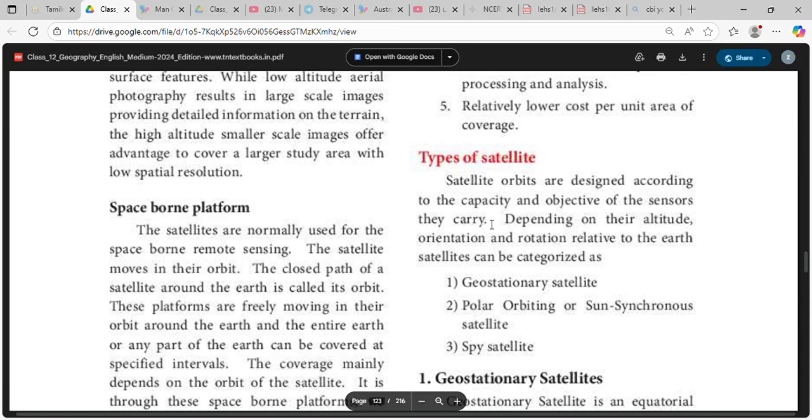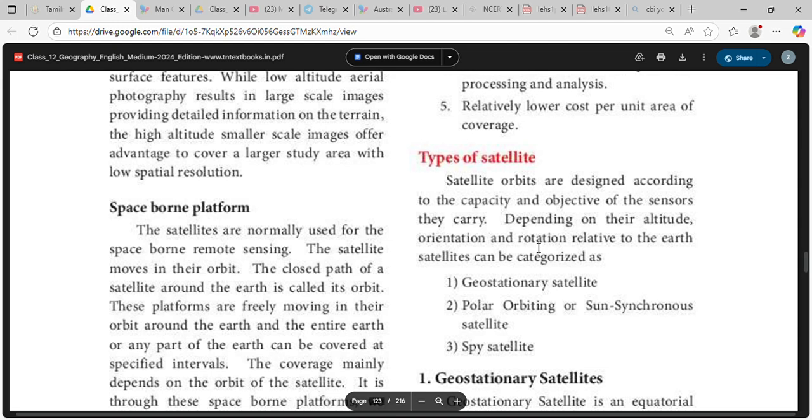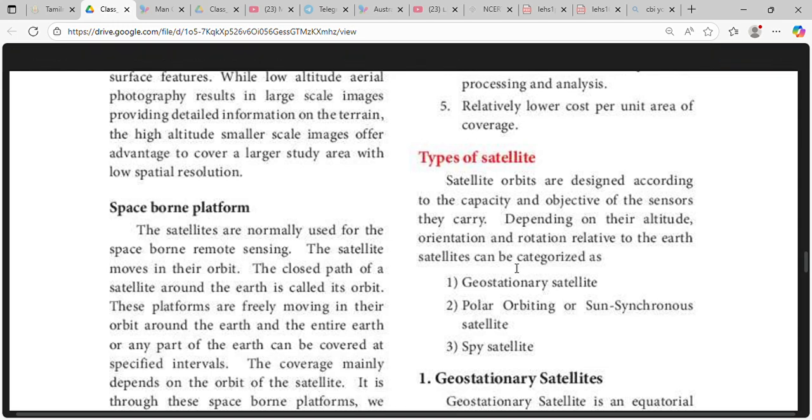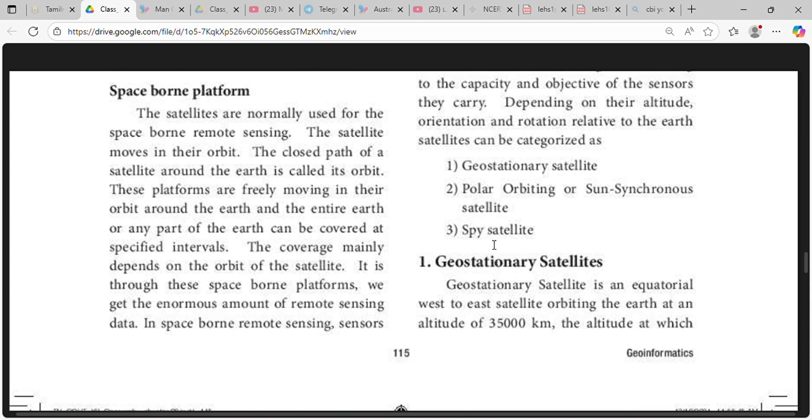Satellite orbits are designed according to the capacity and objective of the sensors they carry. Depending on their altitude, orientation, and rotation relative to the Earth, satellites can be categorized as geostationary satellites, polar orbiting sun-synchronous satellites, and spy satellites.